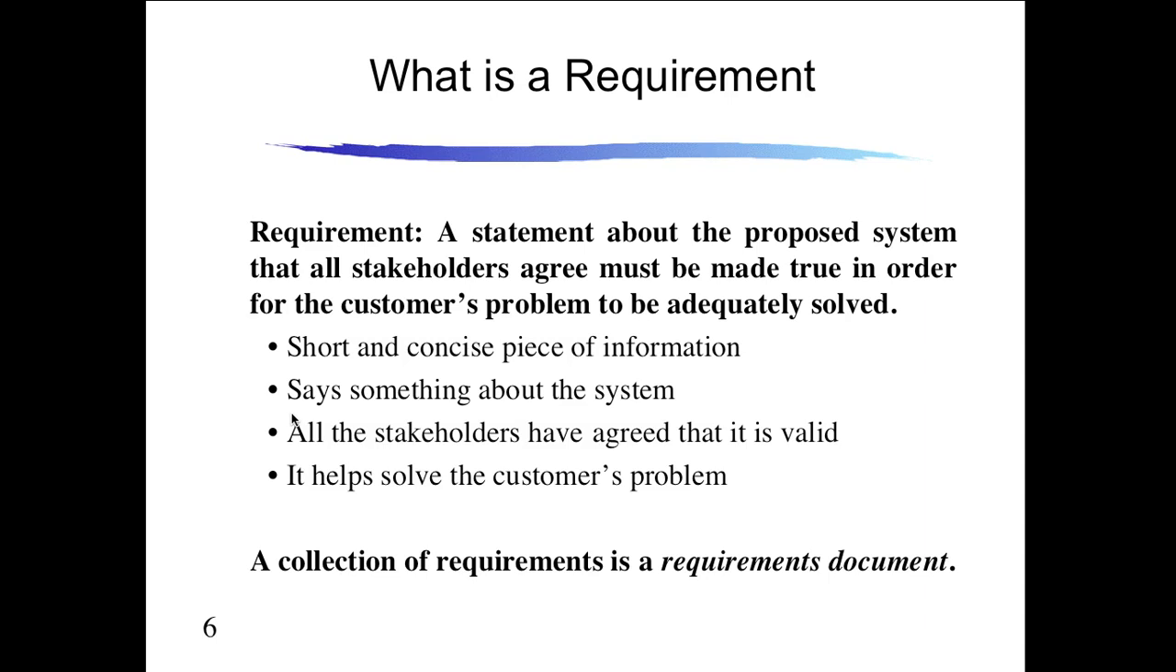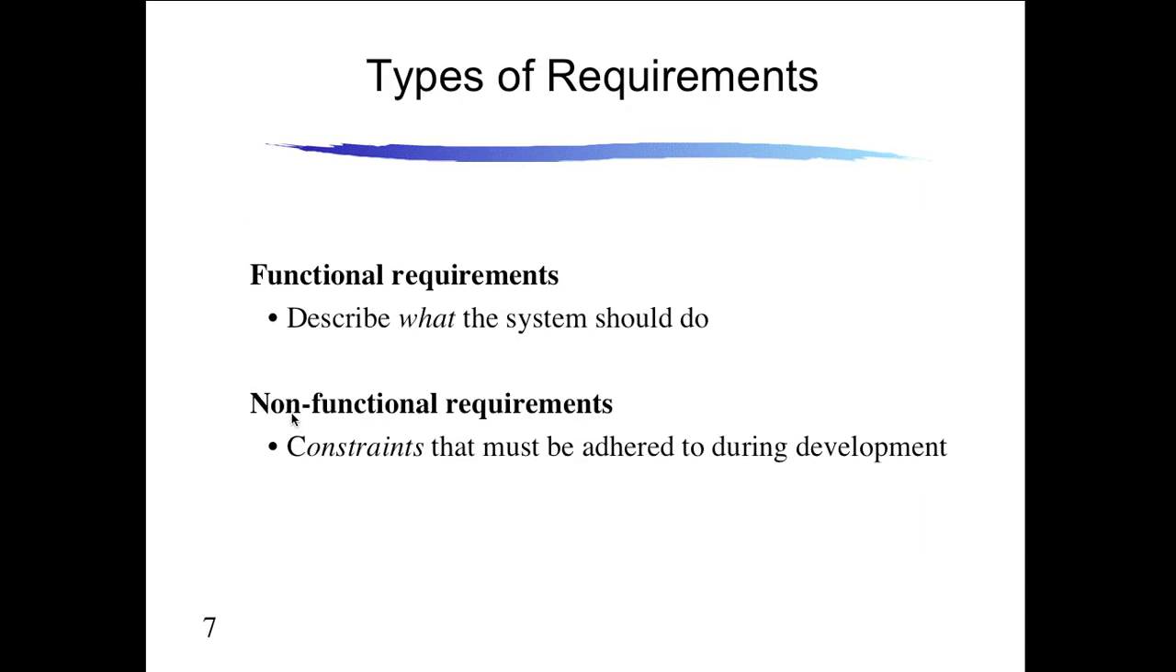But the pieces themselves are short and concise pieces of information. They say something about the system, and all stakeholders have to agree that they're valid, and it helps solve the customer's problem. So the collection of the requirements is this requirements document. So we call this requirements document. It's not a paper, it's not an essay. It's a collection of requirements. And here we have our functional and our non-functional.